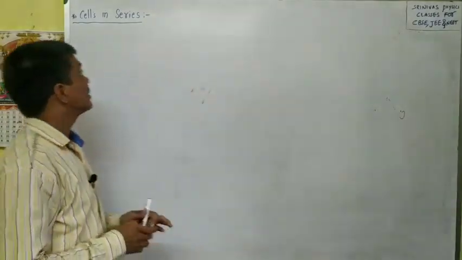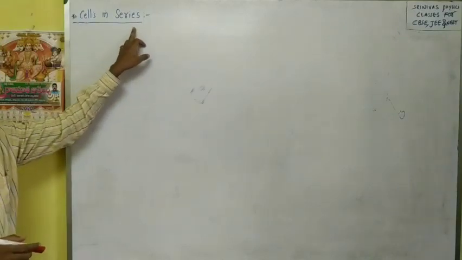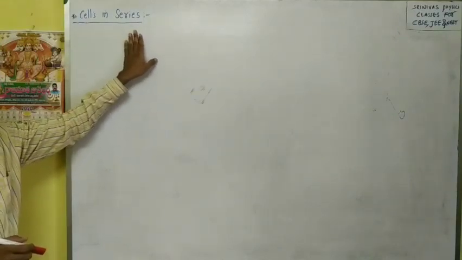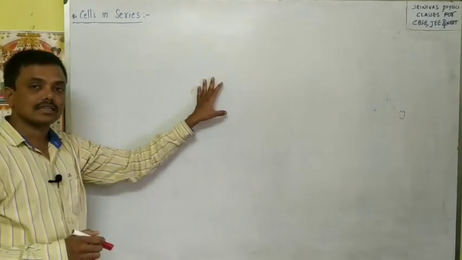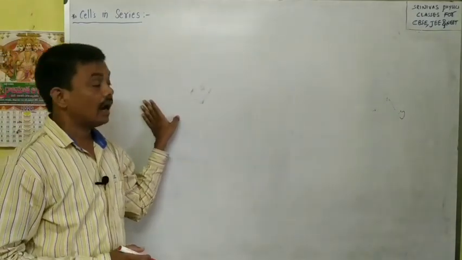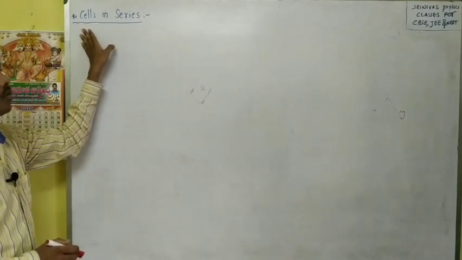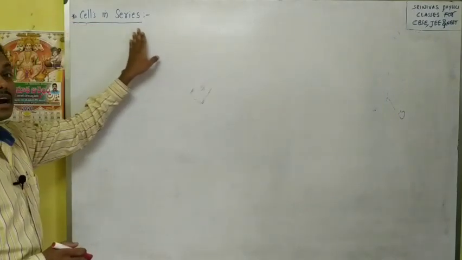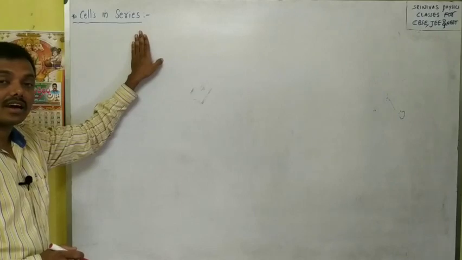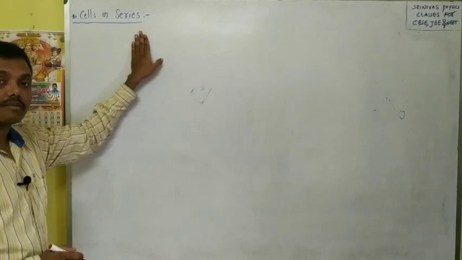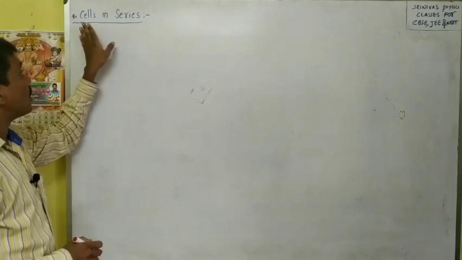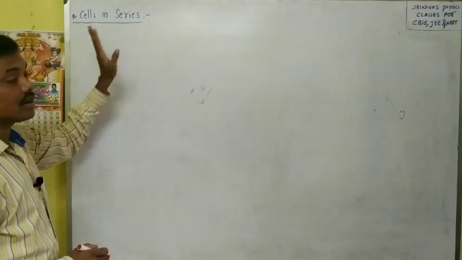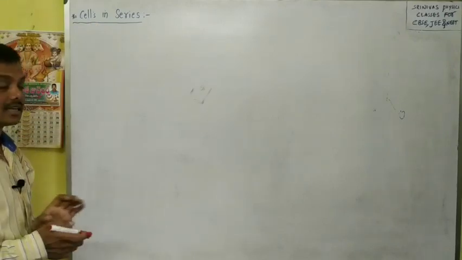Today's topic is cells in series. When we say that the cells are in series. In the last class we discussed the cell, terminal voltage, EMF, internal resistance and the relation between them. And now I am going to explain when we say that the cells are in series. Previously we also discussed the series combination of resistors and series combination of capacitors. Now I am going to tell the series combination of cells, right?